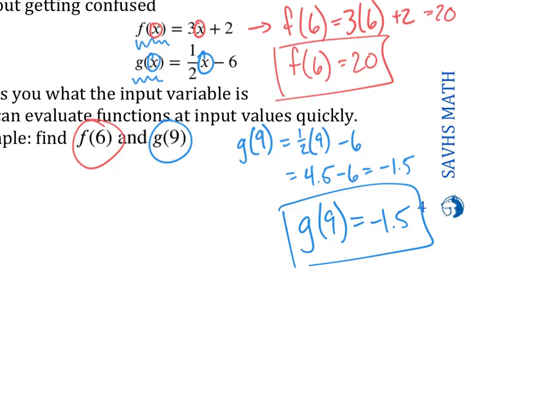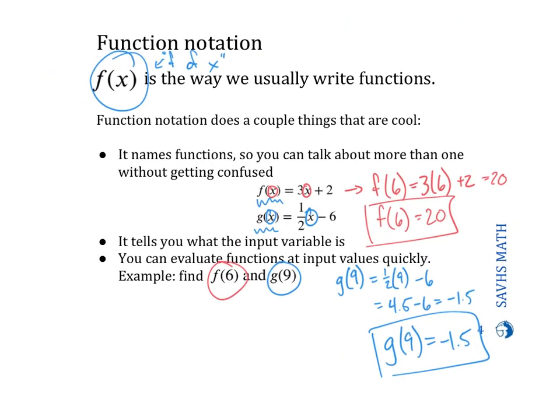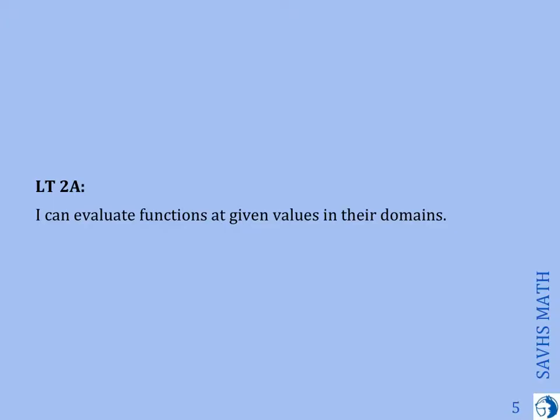Okay, so I have evaluated these functions for values of the variable, and I have already met learning target 2A, which is I'm telling you what value to put in for x, and you're going to give me the output. That's what I mean by find outputs or evaluate.